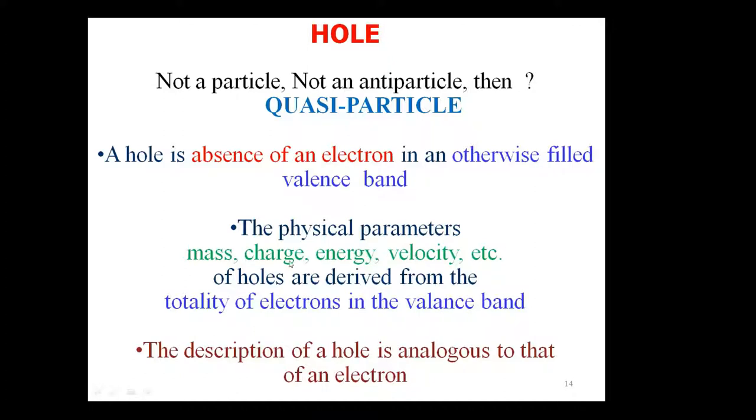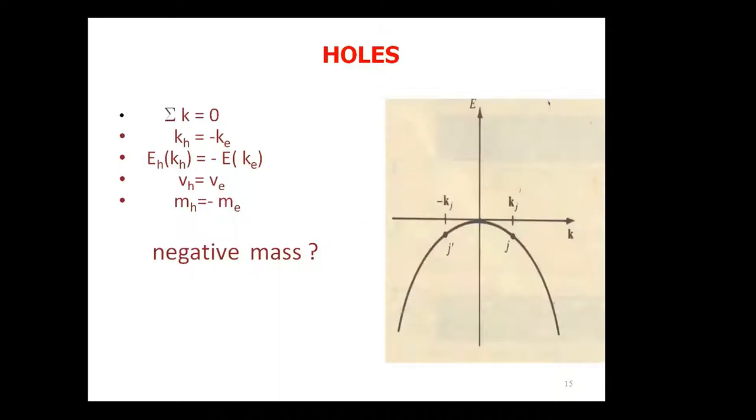And we can calculate these parameters by using the concept of the totality of electrons in the valence band. So that we'll now see, and we will know the mass, charge, energy, and velocity of holes. See, this is the valence band in vector K. As we know, this one is completely filled. As the valence band is filled, the summation over K is equal to zero. As the summation over K is equal to zero, we can say the K value of the hole is equal to the negative of that of the electron in the valence band.